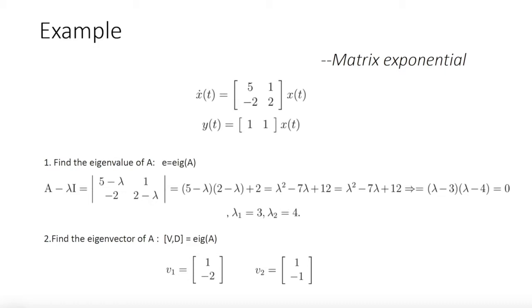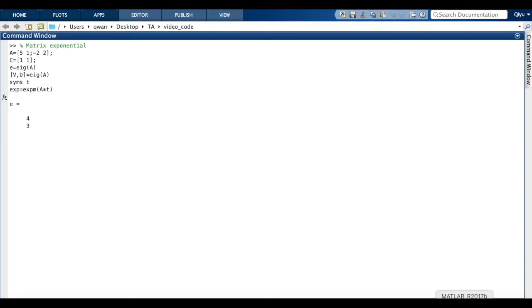This is a 2 by 2 matrix, with two different eigenvalues and two eigenvectors. Here, if you have an n by n matrix, you can easily find the exponential of the matrix, as can be seen here.